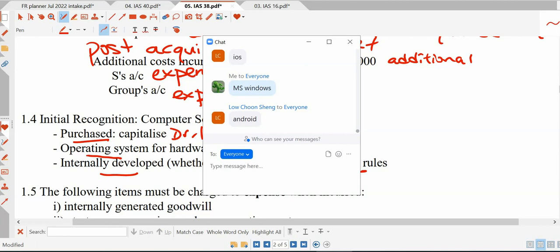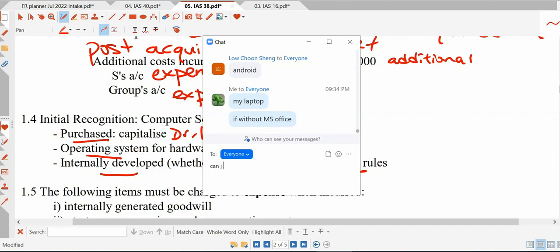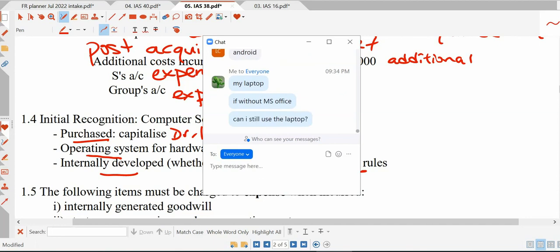But actually in a factory, for their factory production machine, they also have their own operating system. But that one, maybe we are not familiar with. But these three are good examples. iPhone, iOS, normal computer laptop, Windows, and other phones are Android or smartphone. Okay, so let me ask you a question. My laptop, let's look at chat box. Without Microsoft Office, can I still use the laptop? If I didn't install Microsoft Office, can I still use the laptop?